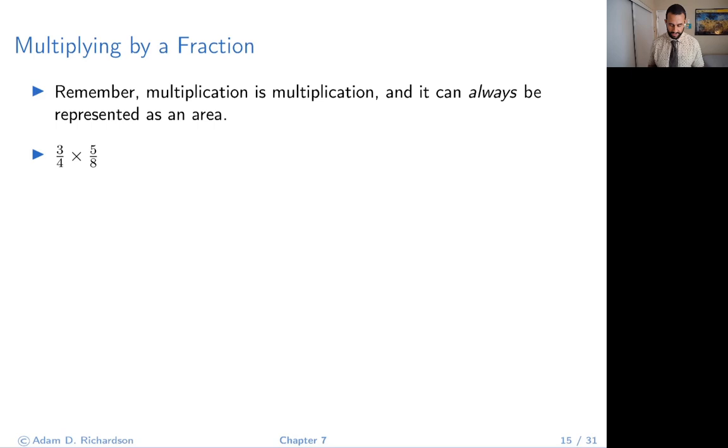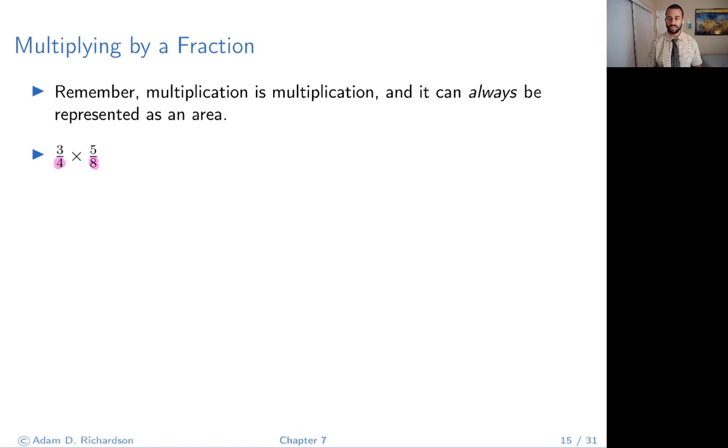So let's do some freehand, okay? Let's try some freehand ones. Let's model 3/4 times 5/8 using the area model. Now, what I had said in the past still holds here. We have to look at the denominators, and the denominators are going to be our guide. They're going to tell us how to divide up our different dimensions.